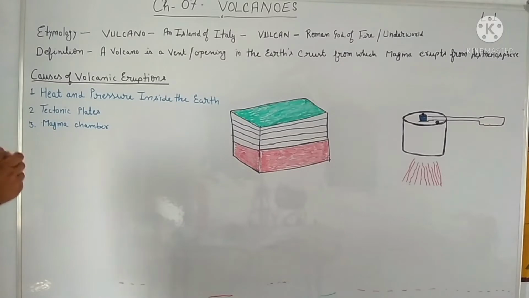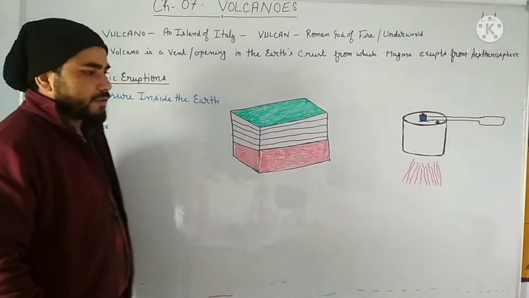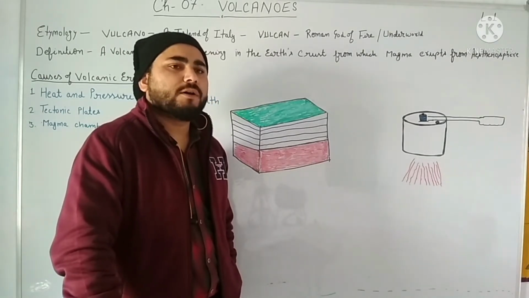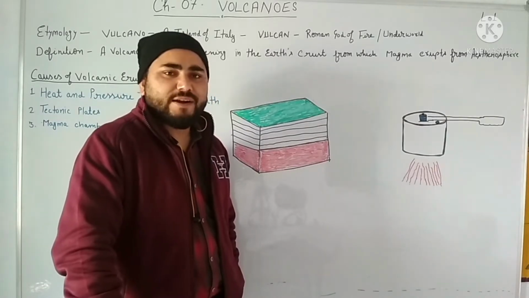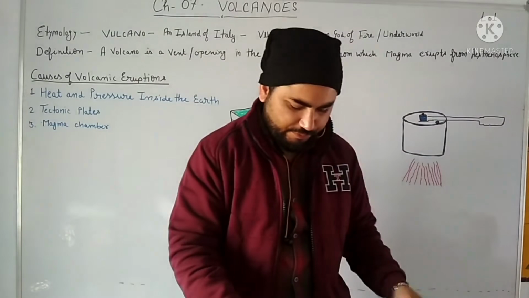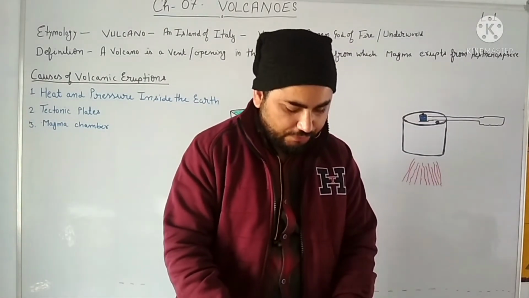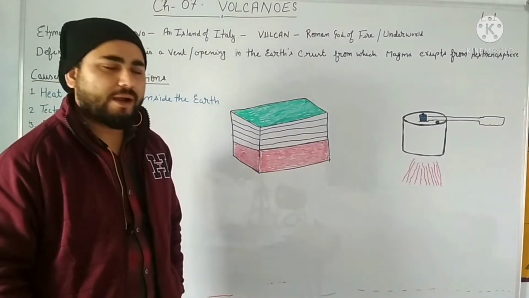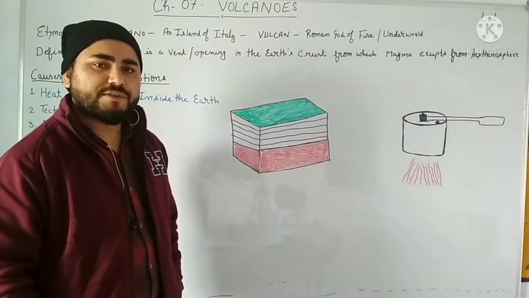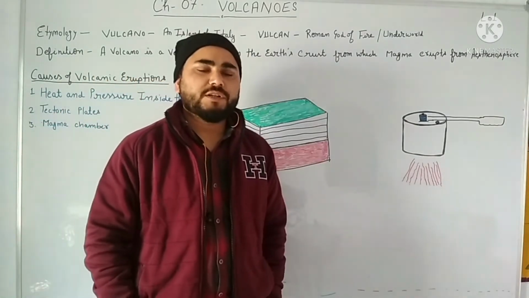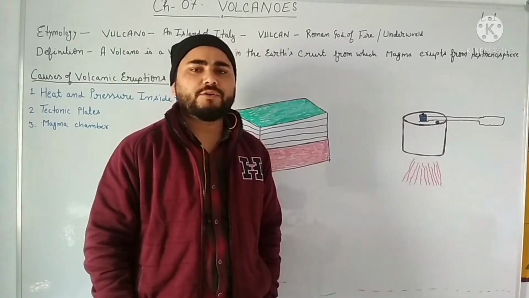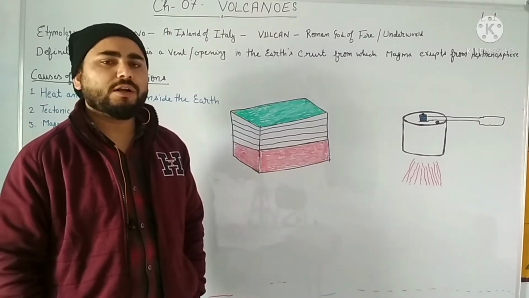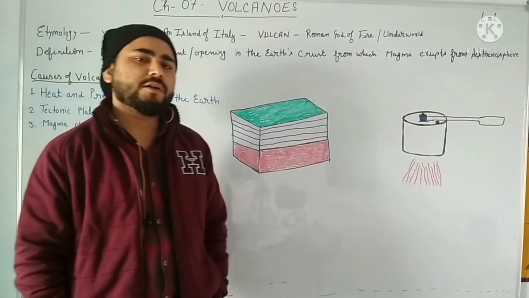First is heat and pressure inside the earth. Now, dear students, I have taught you in the last chapter, the landforms chapter, about the tectonic plates, and in chapter number 4, the interior of the earth structure, I have told you about the core, the mantle, and the crust. If you don't know the details about the interior of the earth, you can go and check my last videos, and then you will come to know a lot about what type of interior our earth has.